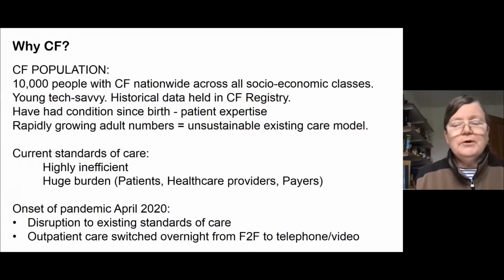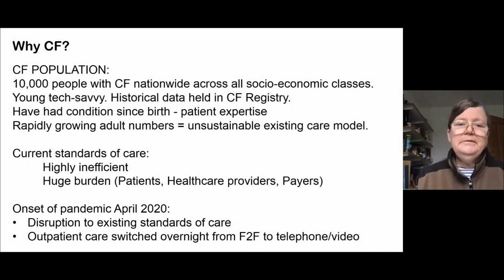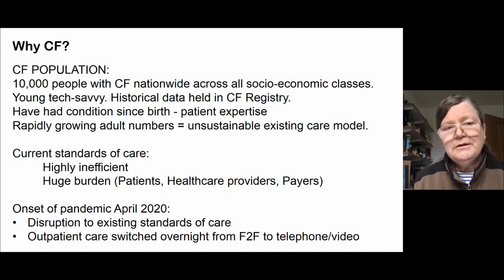So the question is, why CF? Everybody thinks it's a very rare disease that doesn't affect anybody. In many respects, it's almost the perfect exemplar for a chronic pulmonary condition. There are 10,000 people with CF in the UK, and the vast majority are adults because of the quality of care. It's a genetic condition, so people are born with the condition. Nowadays, it's diagnosed at the age of 3 months, and so people live with this condition for their entire lives.